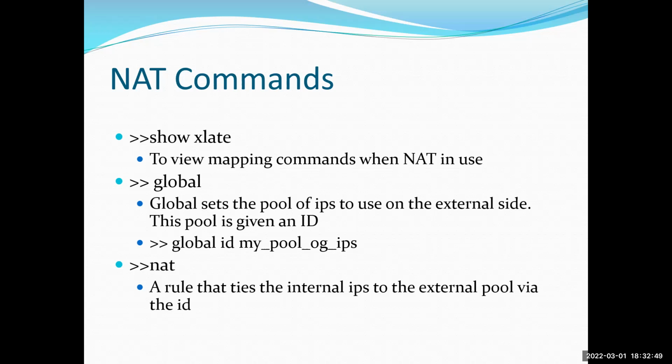The 1 means an ID. It's literally like you could do global 2, global 3, global 4. They're just IDs that you're setting up for different ranges. And then with the nat command, you can create a rule that says any traffic from the inside going out, map it to this range, so global ID 1, right? And that rule will say something like nat any, which is 0 0 to 1. And so you create the mapping between anything on the inside to the range. So it's a rule that ties the internal IPs to the external pool via the ID.